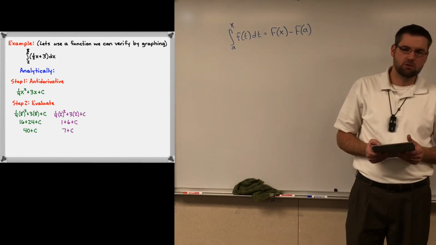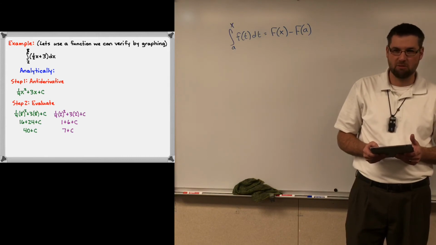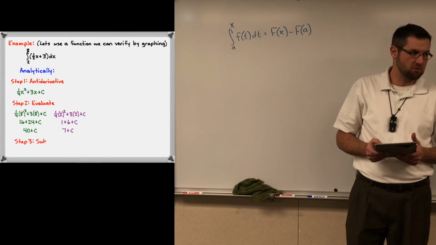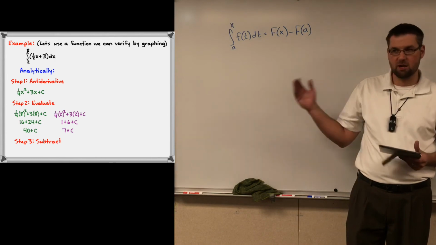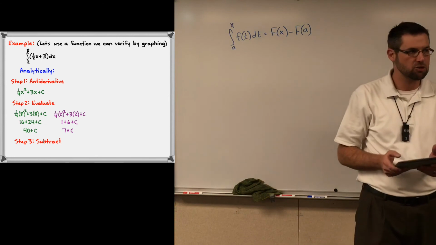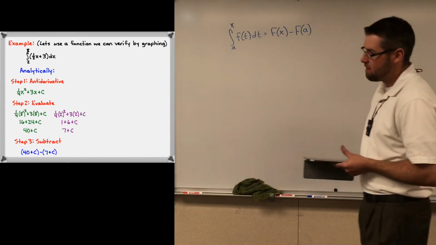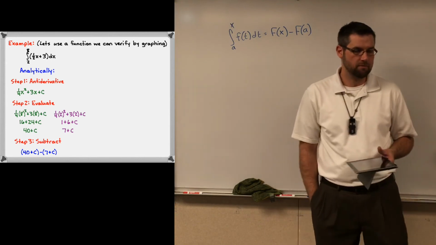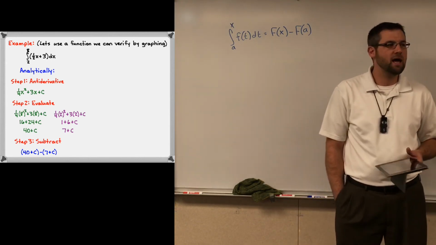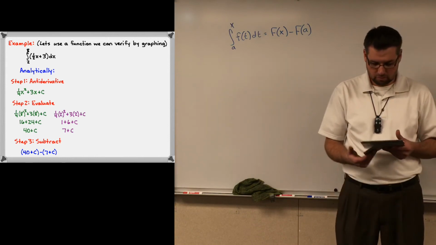What is important to do at this point when you're writing this out? You have to do the parentheses. Put parentheses in there, because you'll see in a few problems that you're going to make mistakes if you don't. When you're talking about integrals, there's a lot of subtraction signs all over the place. So make sure you have parentheses on things. So we're going to say (40 plus c) minus (7 plus c). Now notice what happens. The c's cancel out.